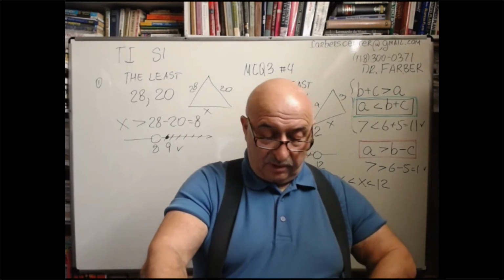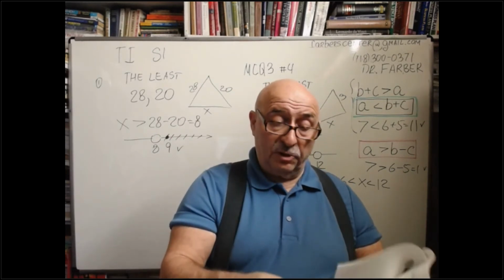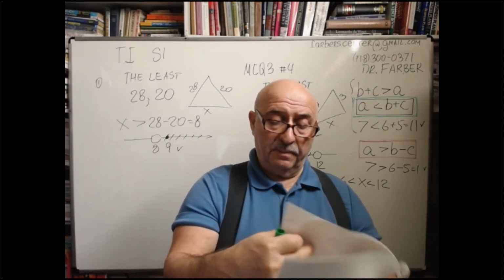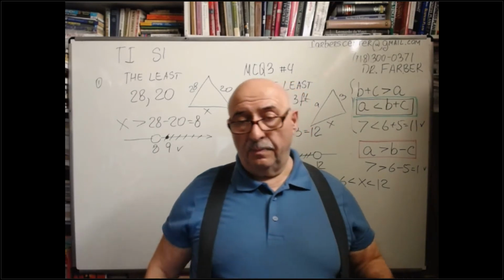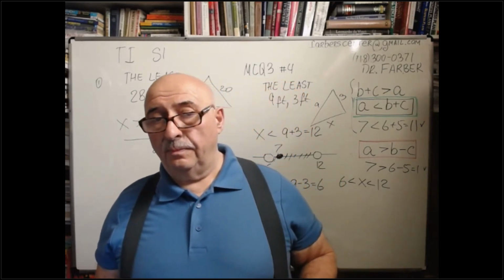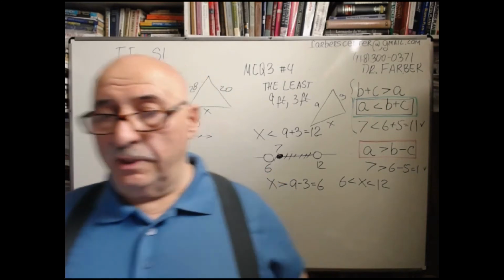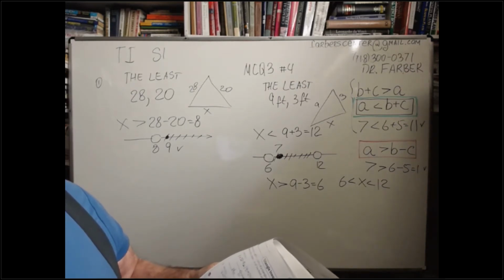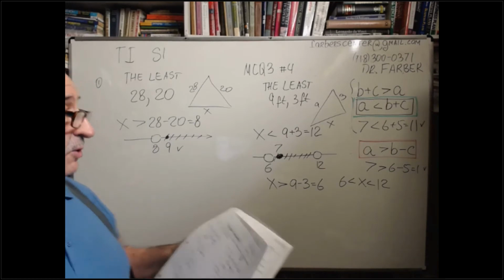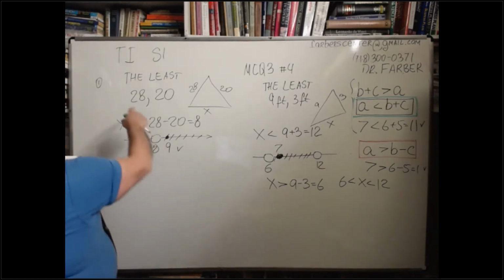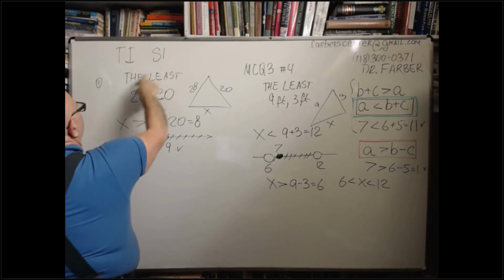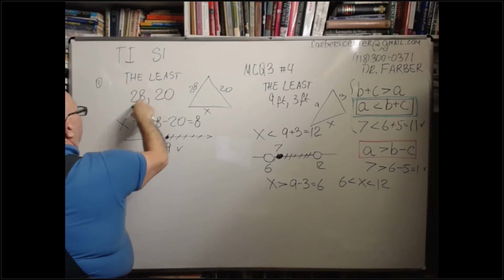Let's go to triangle inequality sheet 2. Dr. Farber, yes. I have two triangle inequality sheets, 1, 2, and 3. Say it again, Diana. I have two different triangle inequality sheets. Yes, I agree, this is a question of terminology. Try to find the same number you have: triangle inequality sheet 1, number 1, with 28 and 20.